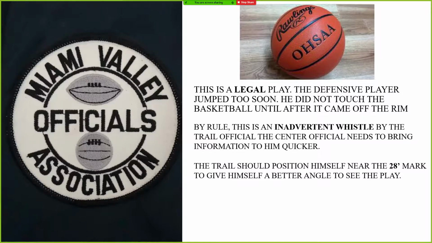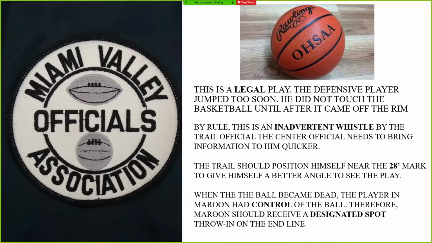The trail should position himself near the 28-foot mark to give himself a better angle to see the play. When the ball became dead, the player in maroon had control of the ball. Therefore, maroon shall receive a designated spot throw-in on the end line.